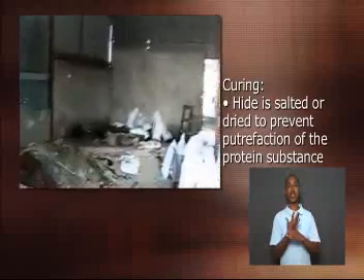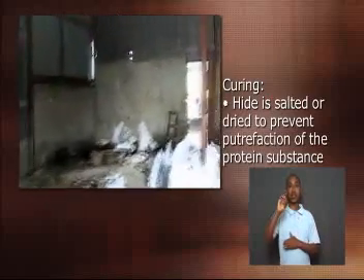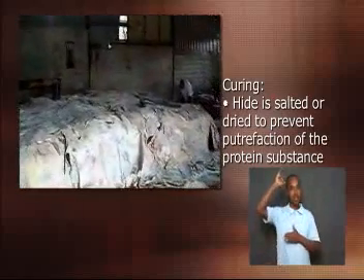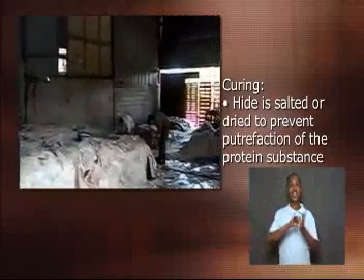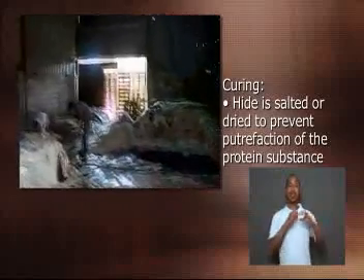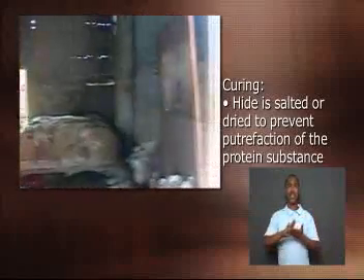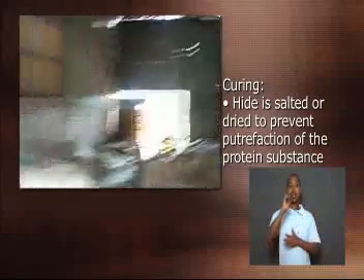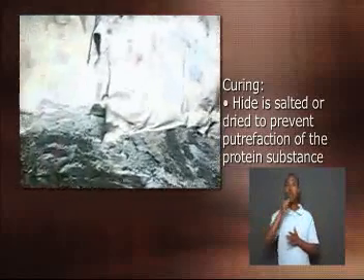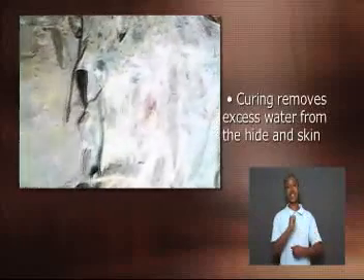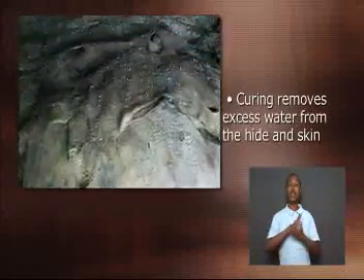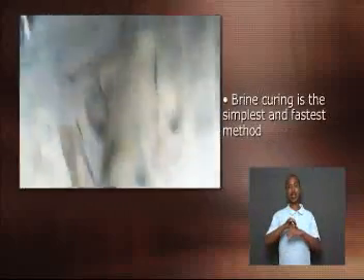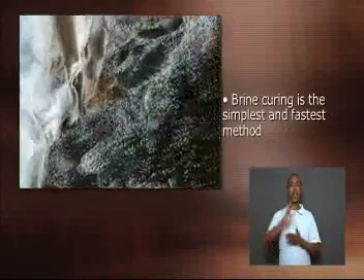Curing is the first step. Once the hide has been removed from the animal, it must be salted or dried. This prevents the putrefaction of the protein substance, which means that the collagen will not develop a bacterial infection. Curing also removes excess water from the hide and skin. Brine curing is the simplest and fastest method.